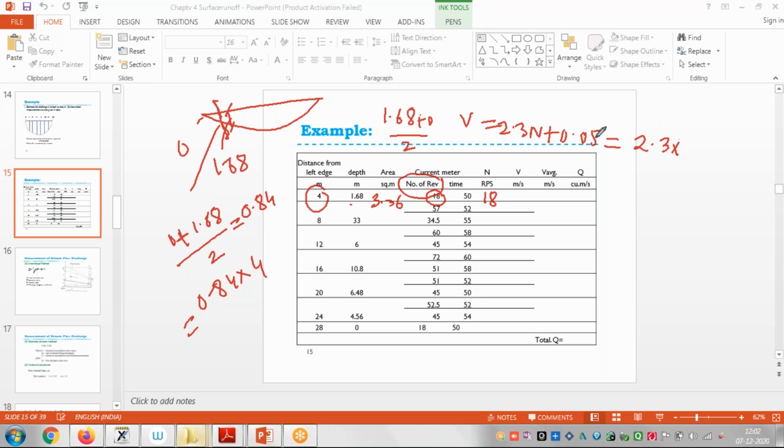2.3 into n is how much? 18 plus 0.05. How much are we getting for velocity? 2.35. Are all of you getting the same? 2.3 multiplied by 18 plus 0.05 velocity. 41.45. Right?